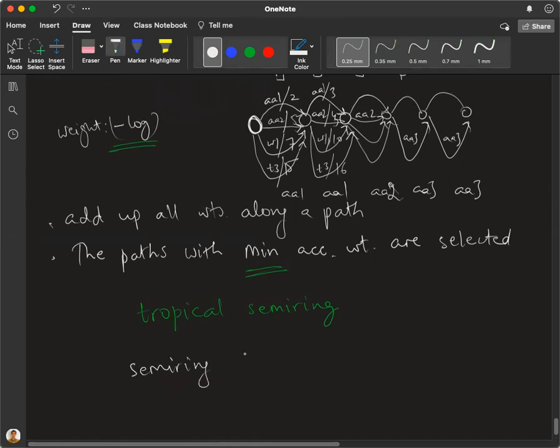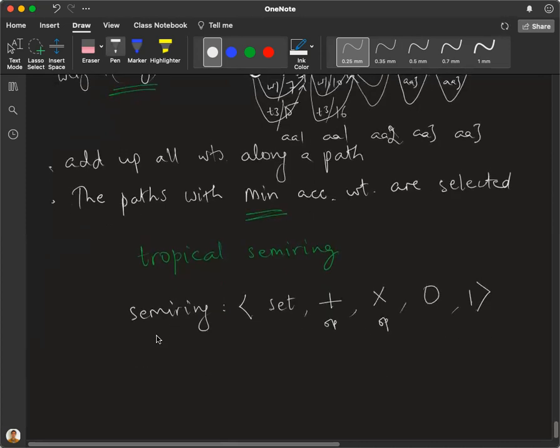A semiring consists of a set of numbers or symbols, a plus operation, a multiplication operation, and a concept of zero: if you take any element from the set and the zero element and apply the plus operation, the output will be the same element. And then a one element: if you take any element, multiply it with one, the output will be the same element.